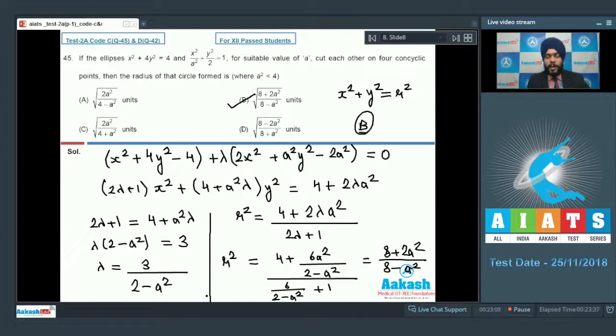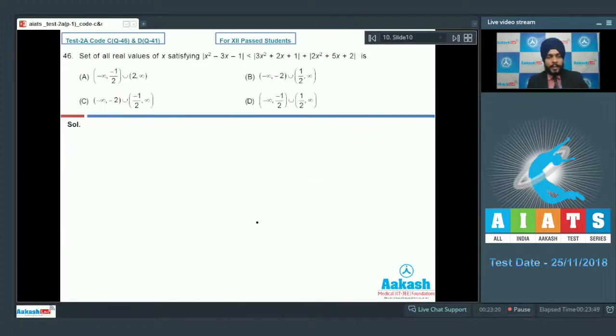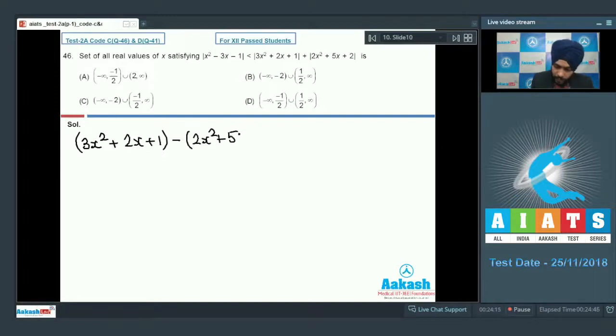Okay. Let us move forward to last question of this section. Question number 46 says that the set of all real values of x satisfying the inequality modulus of x square minus 3x minus 1 less than modulus of 3x square plus 2x plus 1 plus modulus of 2x square plus 5x plus 2. A very special question of inequality. The left hand term without modulus is the difference of the two terms on the right. So this can be written as modulus of 3x square plus 2x plus 1 minus (2x square plus 5x plus 2).